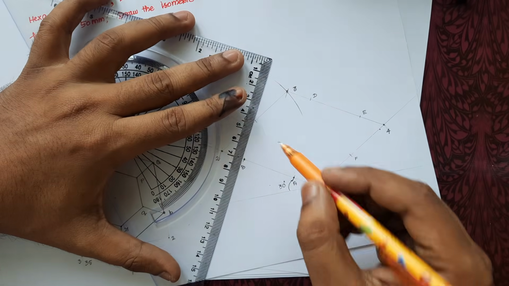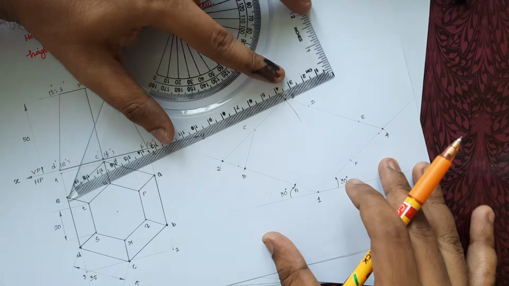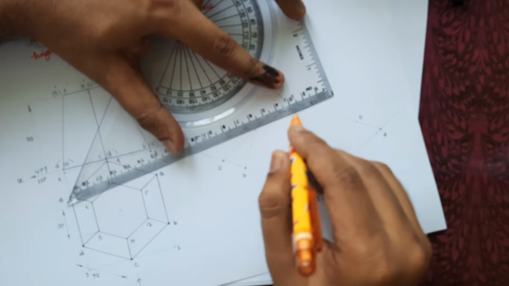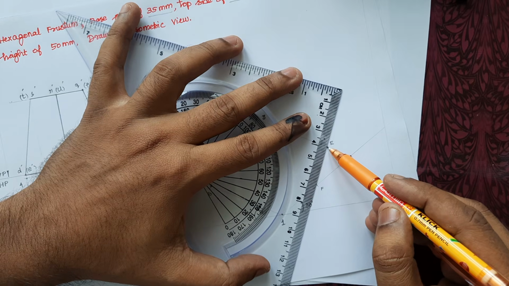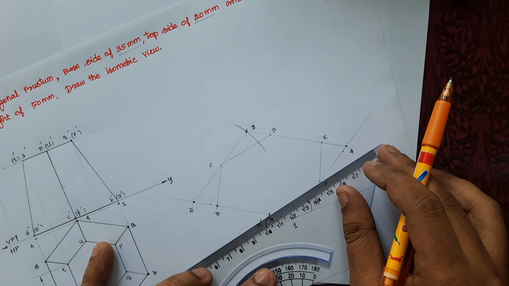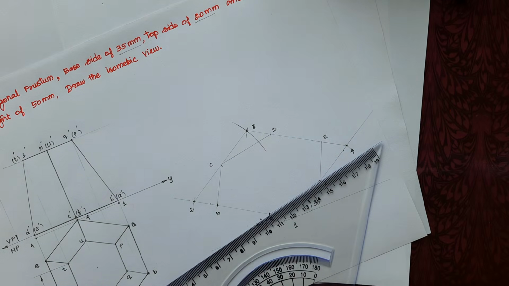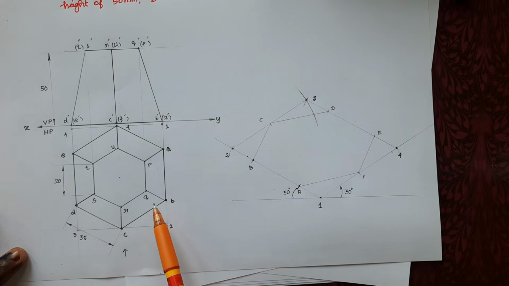Now I can connect by using a very thin line. I can connect A, B, C, D, E, F, which is on the isometric view. Yes, I have connected it. Now I have transferred my 35 mm base hexagon on the isometric view.